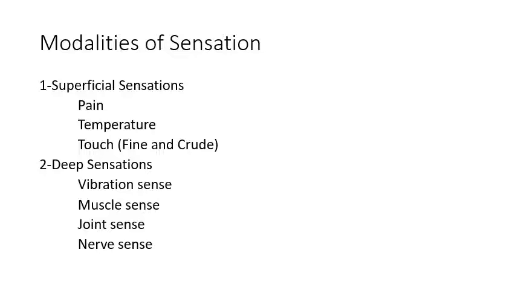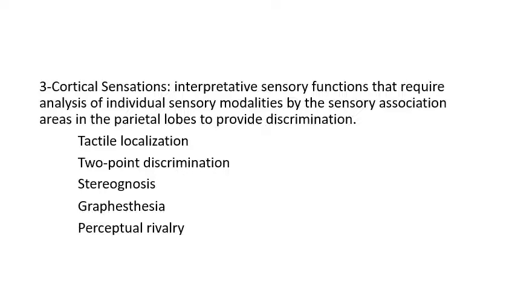Firstly, modalities of sensation can be categorized into superficial sensations, which include pain, touch, and temperature; deep sensations, which include vibration, muscle, joint, and nerve sensation; and cortical sensations, which are a group of interpretative sensory functions that require analysis of individual sensory modalities by the help of sensory association areas.